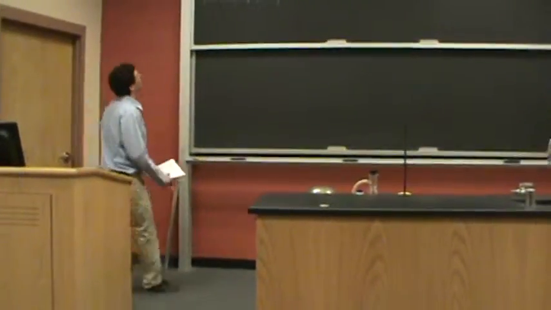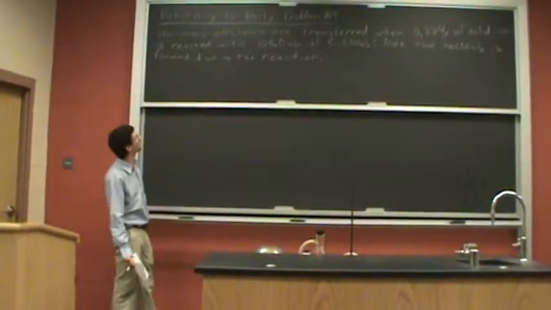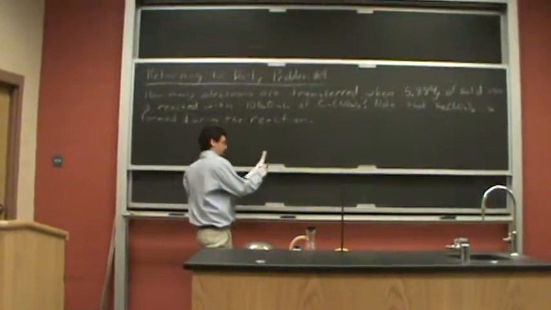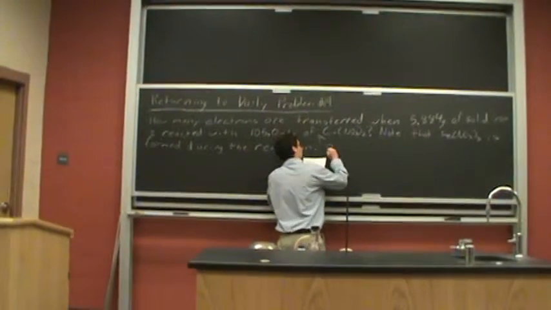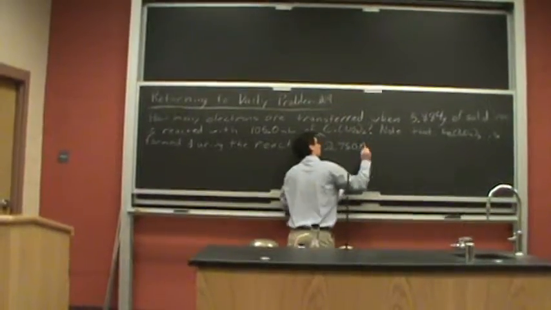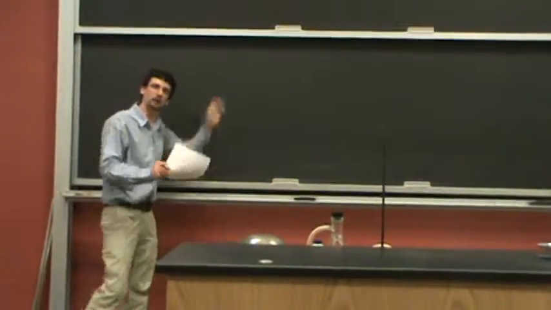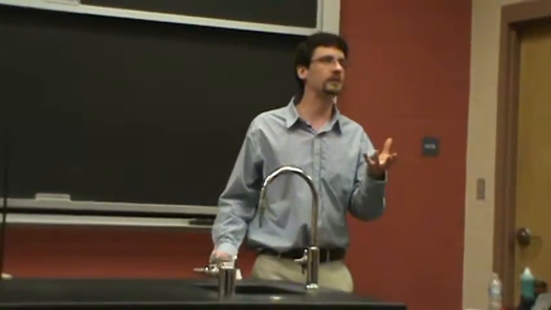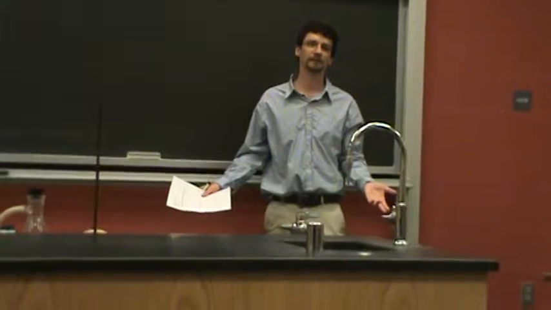All right, so the problem is asking us how many electrons are transferred when we have a certain amount of solid iron and a given molarity, which I completely forgot to write in here, of 2.750 molar copper nitrate. Now, even though you have a volume and you have a molarity, you still can figure out moles from this, right? So what kind of problem is this? Yeah? Limiting reagent? Yeah, it's a limiting reagent problem.